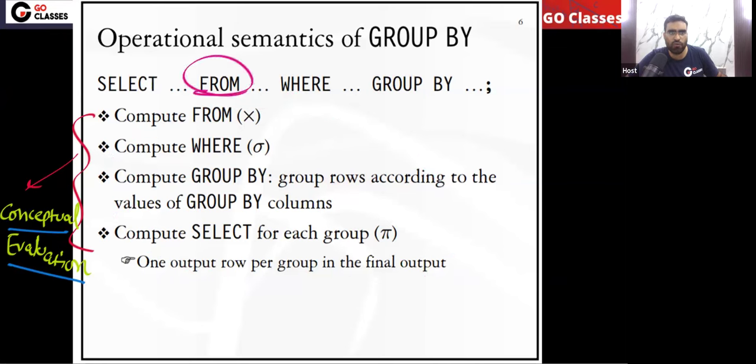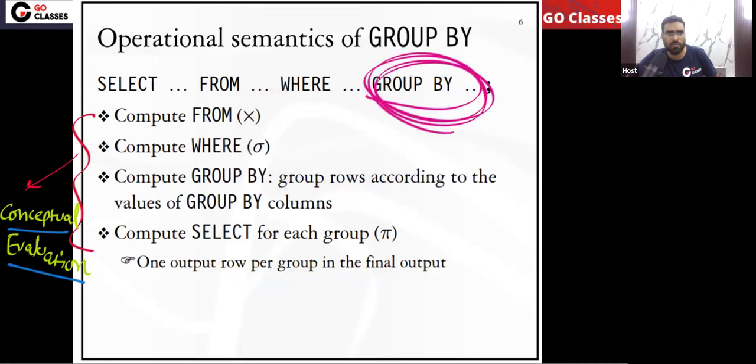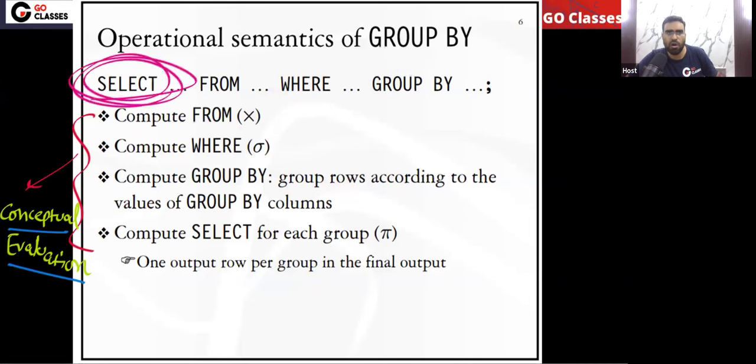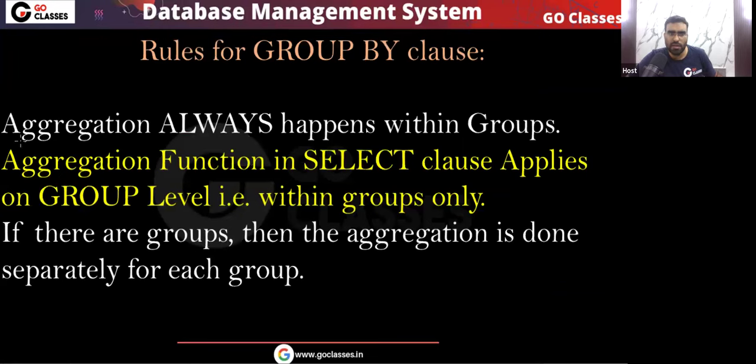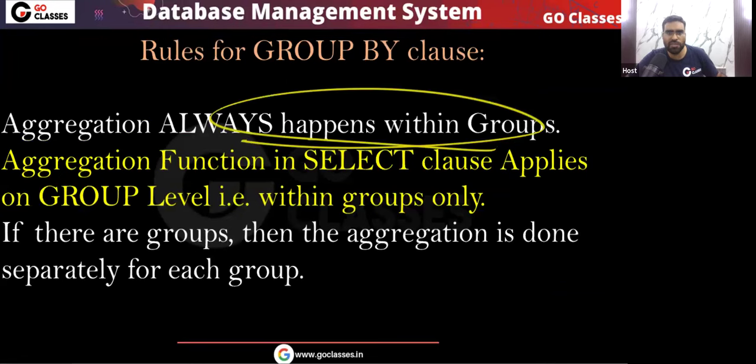So remember, first you do from, then you do where. First you do the cross product of these tables in the from. Then you filter the tuples based on the tuple selection condition. Then you make the groups. After making groups, you output the select. So first, then second, then third, and select is fourth. I hope this point is clear. So this is the conceptual evaluation. I hope you understood.